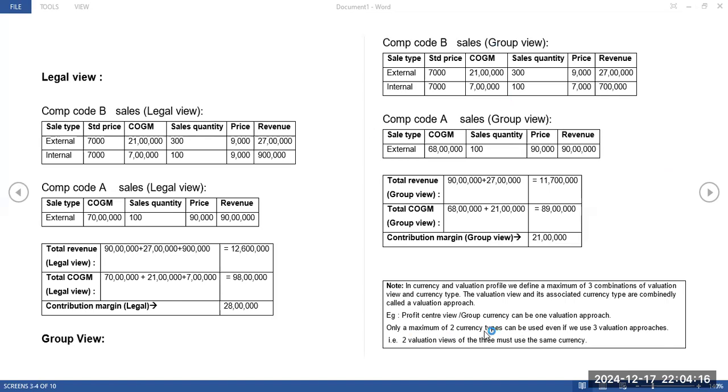Only a maximum of two currency types can be used even if we use three valuation approaches. So that means that two valuation views of the three must use the same currency. So two valuation views, that is any legal or group or profit center, will use the same currency. We can only have two currency types. Okay.